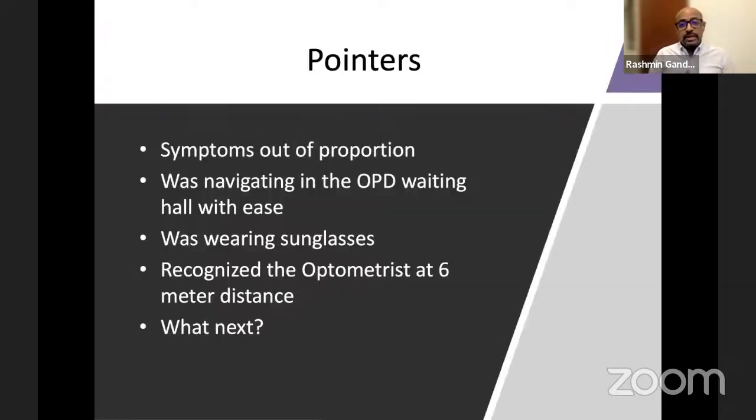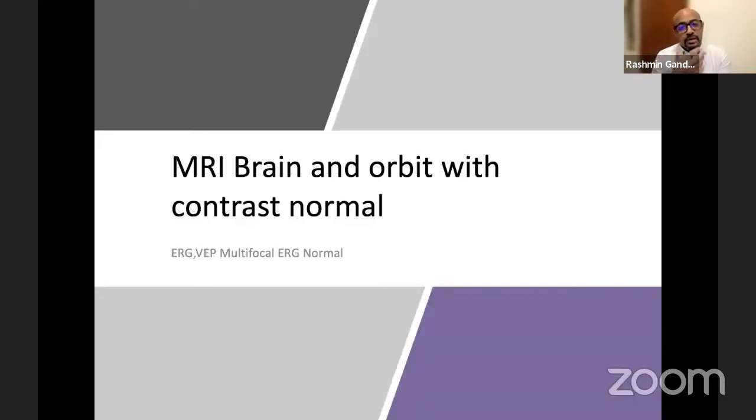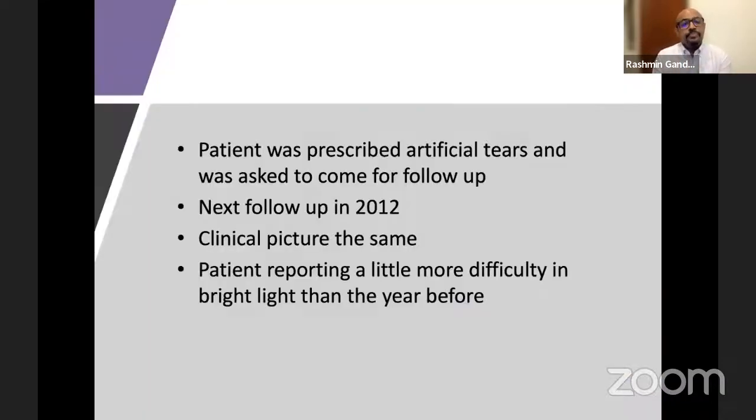The pointers at that point, when she was first examined, were symptoms out of proportion. She was easily navigating the OPD waiting hall. Though her vision was poor, she was wearing sunglasses. She recognized the optometrist at a 5 or 6 meter distance. So what next? We did an MRI brain and repeated MRI brain and orbit, which was normal. ERG, VEP, and multifocal ERG at that point were normal. So the patient was prescribed artificial tears.